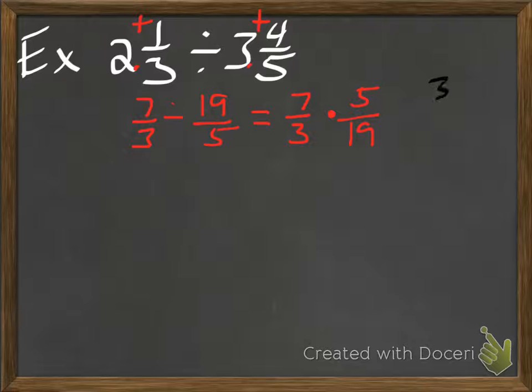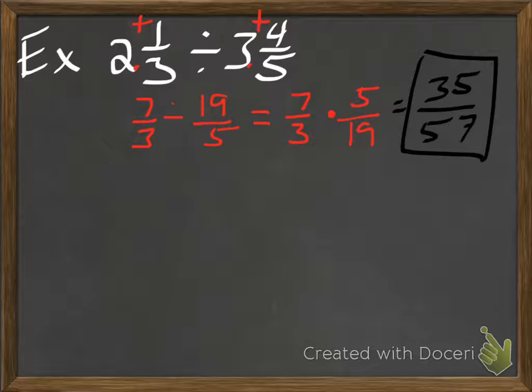7 times 5 is 35. 3 times 19 is 57. And I'm done. It's a proper fraction, so I don't have to change it to a mixed. This is my answer right there. Now let's say if I could have reduced somewhere in here, does it hurt me if I multiply first? No, I would just reduce it when I got to here. But since I can't, I'm done.